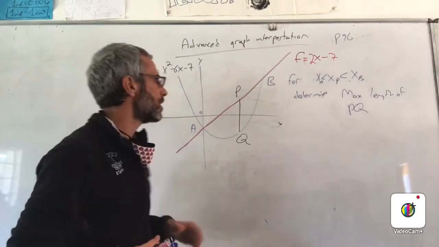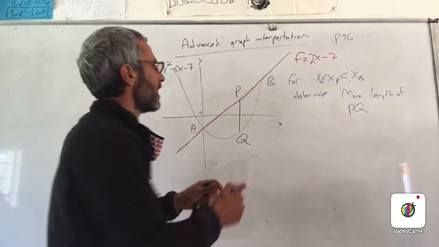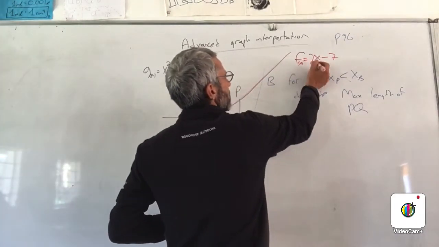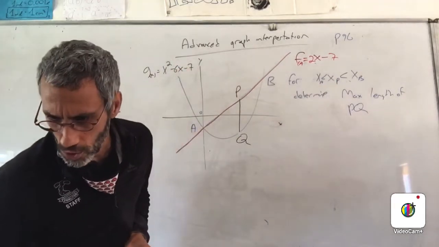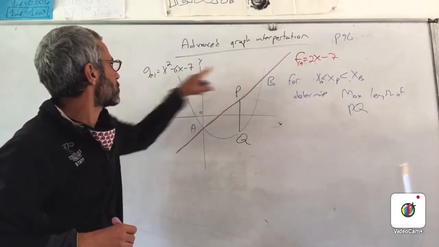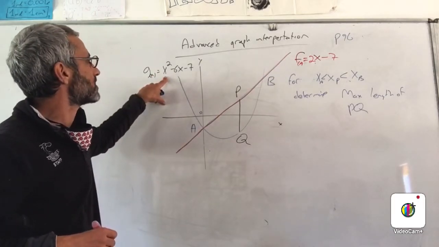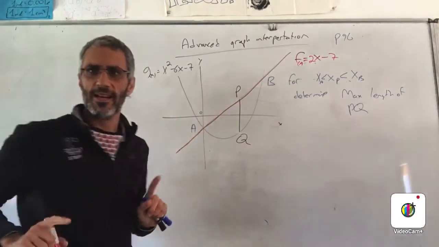Difficult ones, okay? So we've got a linear graph, we'll call it f of x. In this case, you're told it's 2x minus 7. And then we've got a g of x, a parabola, a quadratic equation, x squared minus 6x minus 7. I'm not going to look for the intercept or anything like that.